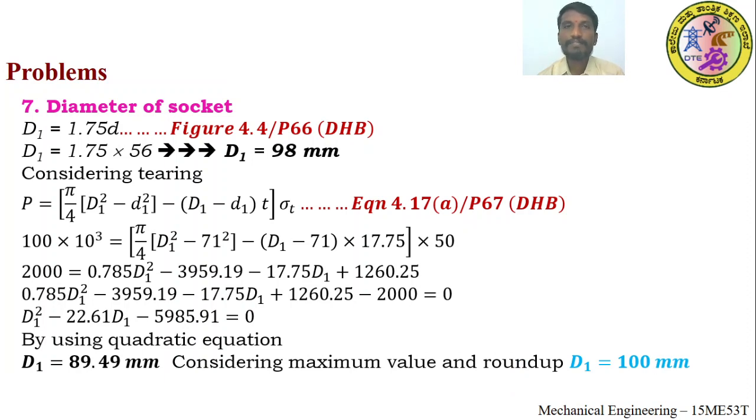Then, for the maximum value and rounding up, I took 100 millimeter. You can choose 90 millimeter also, no problem, but use upper even values. Here I took 100 mm for my safer side.